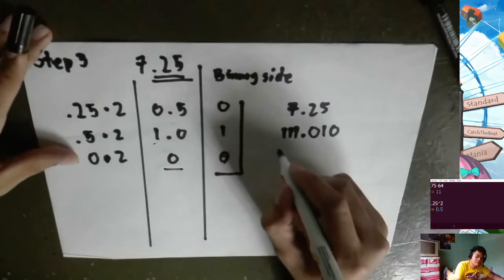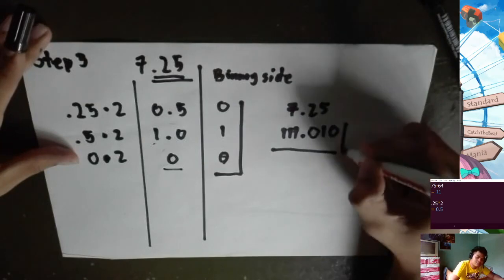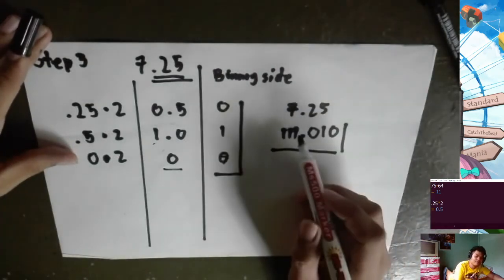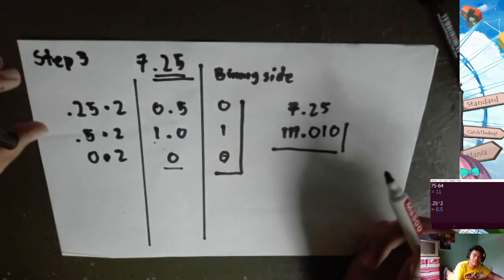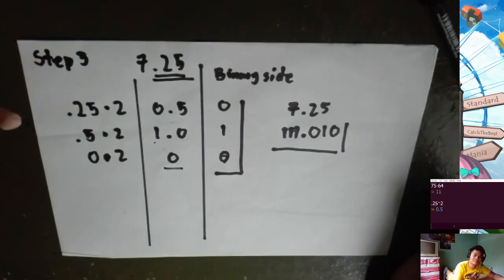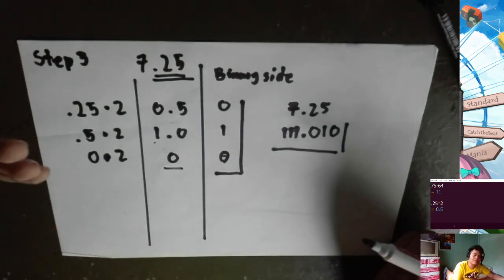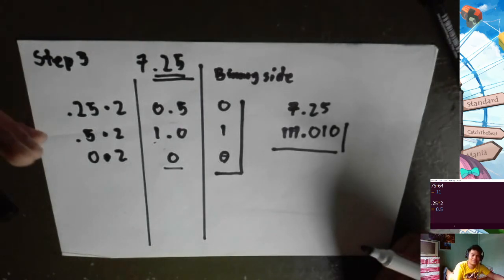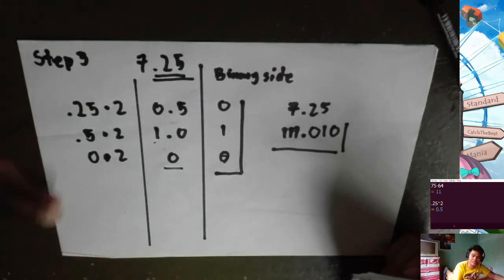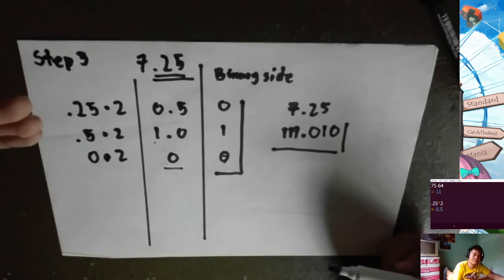So this is 7.25 in binary, and that is how you convert a decimal number into a binary number.